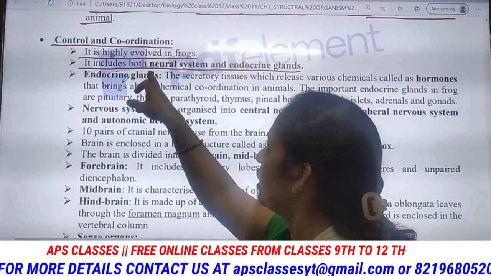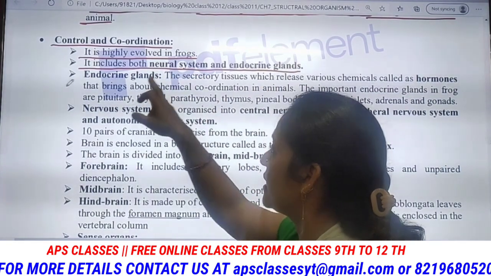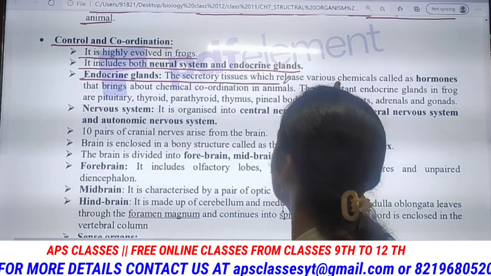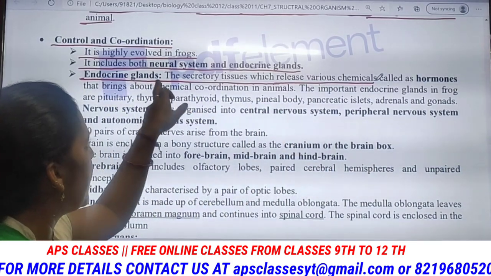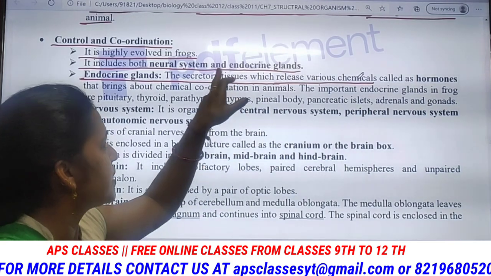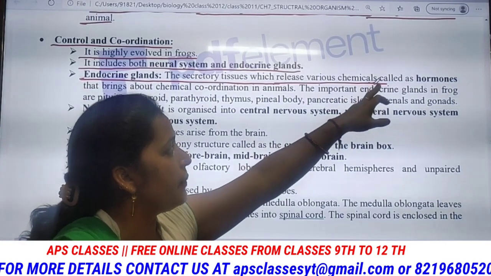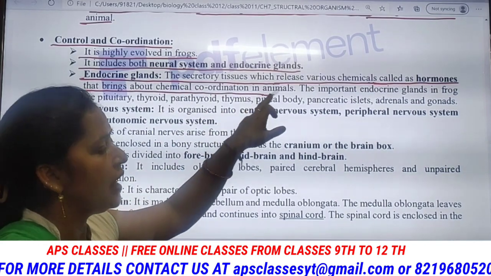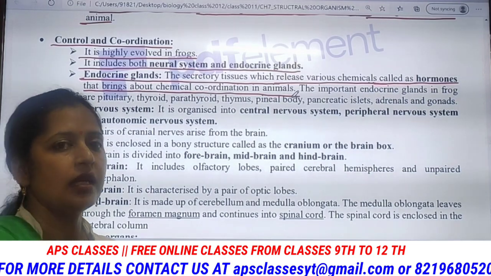Control and coordination controls both the neural system as well as the endocrine glands. Endocrine glands have secretory tissue which releases various chemicals. These various chemicals are called hormones, that bring about the chemical coordination in animals.